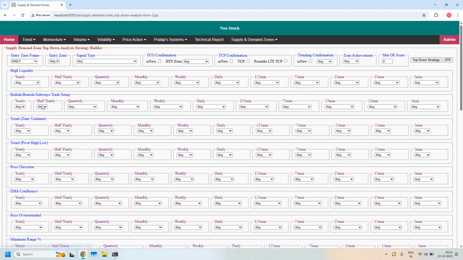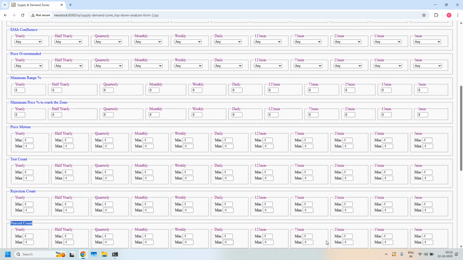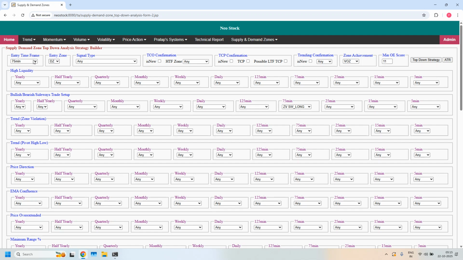First, weekly income trade sideways long trade setup, entry time frame 75 minutes, entry zone demand zone. Here bullish or bearish or sideways at 75 minutes, I'm selecting sideways long, zone achievement violated, opposing zone, minimum order enhancer score 11 for sideways. The third filter I'm allowing is that the 75 minutes demand zone should not be pierced. So in the pierced count parameter at 75 minutes time frame, I'm selecting minimum value 0, maximum value 0. That means zone pierced count is 0, that means the zone is not pierced. Which zone? This filter is applied on the 75 minutes demand zone, whatever we select here.